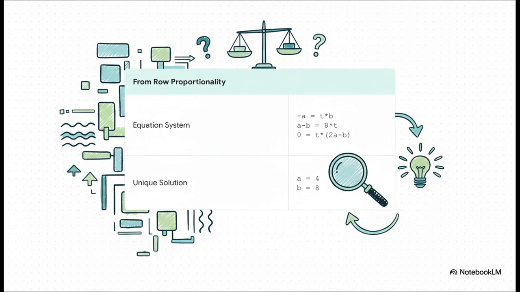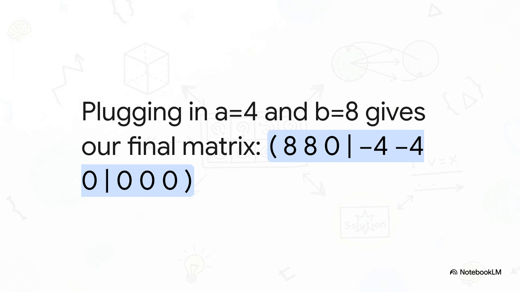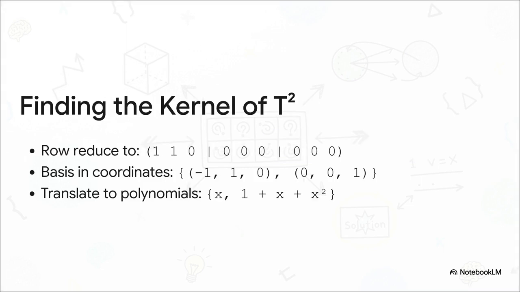And just like that, the mystery is solved. And there it is. Look at that. The unknowns are totally gone. We plug in A equals 4 and B equals 8, and we get our final beautiful matrix. And notice, the second row is exactly negative 1/2 of the first, and the third row is all zeros. It perfectly satisfies that rank 1 condition we discovered. It all fits. From this point on, it's pretty much smooth sailing. We can just row reduce our solved matrix, find the basis for the kernel in coordinate form, and then translate those coordinates back into the polynomial basis from the original problem. And with that, we have our answer. A really elegant end to a tricky puzzle.